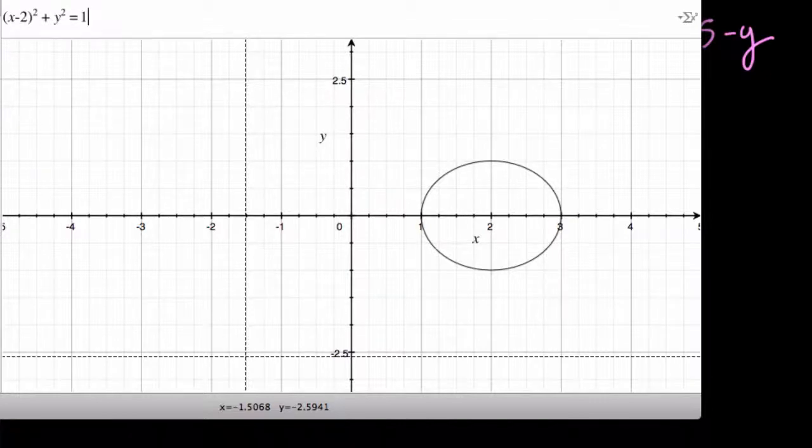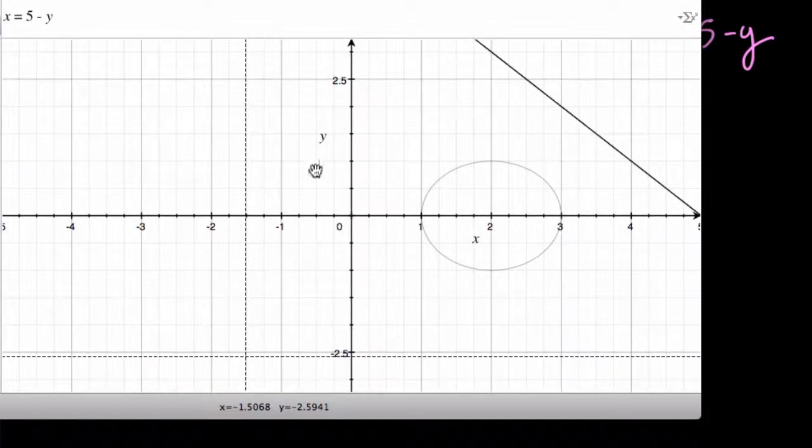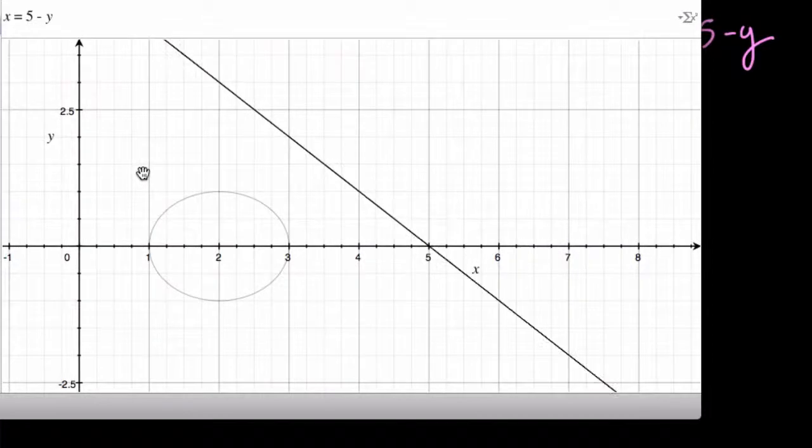And our next equation, here we have a line. It's a linear equation. I can tell because there are no exponents on the variable. We have x equals 5 minus y. And here you see, I think, that this circle and line just don't meet, right? And that's obvious from the graph. So you could say, okay, they don't meet.